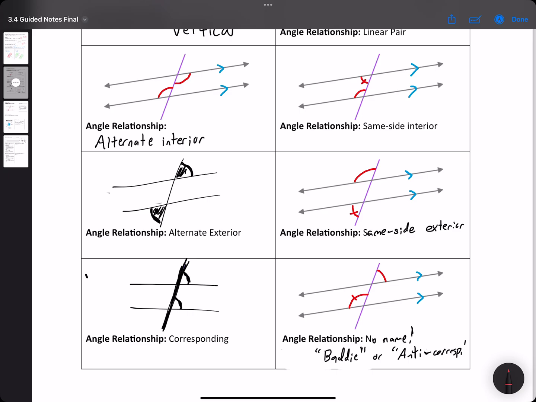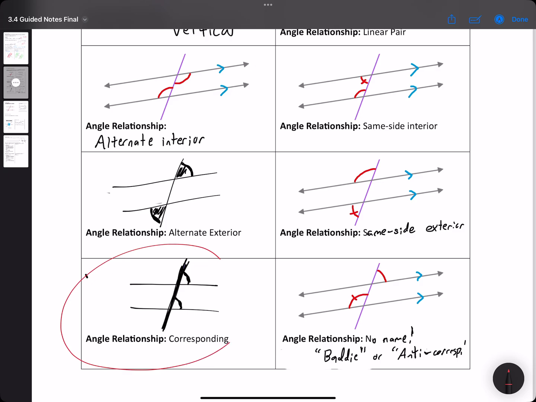And on the other end, you've got your same side exterior angles. Same side exterior are exterior, but either both on the left, both on the right, whatever, they are on the same side and they're exterior. Key thing though is they can't be right next to each other. So it can't just be this and this, because that would just be a linear pair. Can't just be those two. Those would form a linear pair.